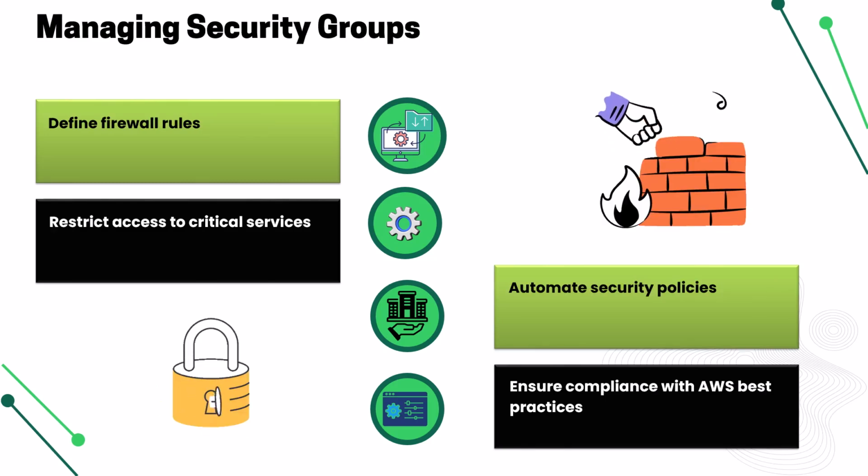Security groups are like AWS bouncers, deciding who gets in and out. With Ansible, you define firewall rules, restrict access to critical services, automate security policies, and ensure compliance. No more accidental open ports, just tight security.